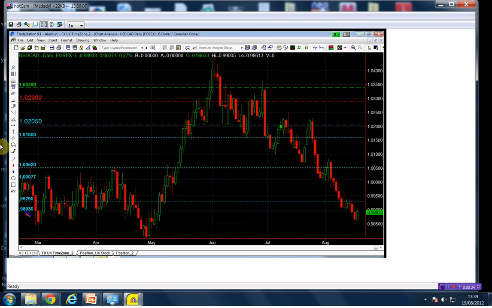We have closed, the structure point is the 98.93, and look where we closed. 98.93. We're sitting right at that structure again. So we really haven't turned the move, started moving to the upside.